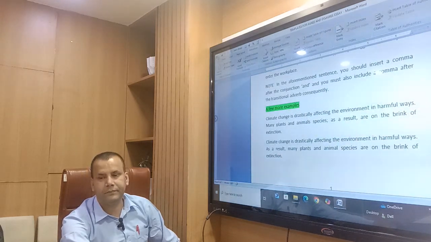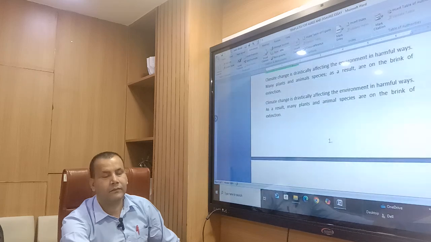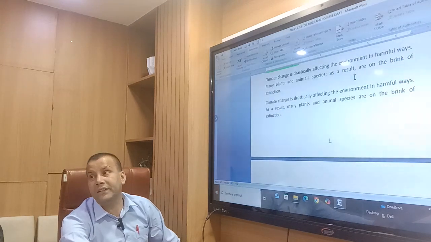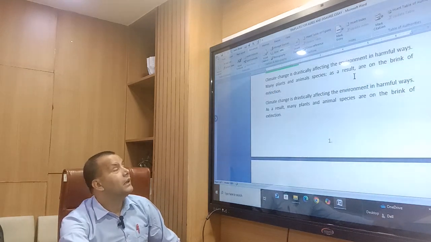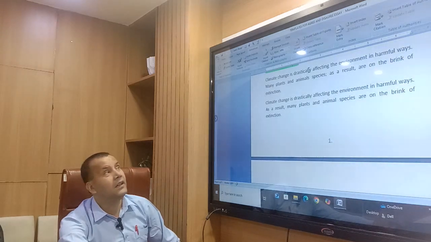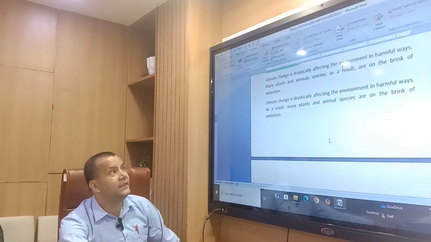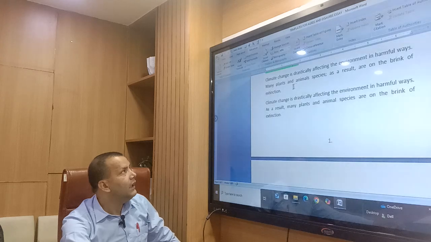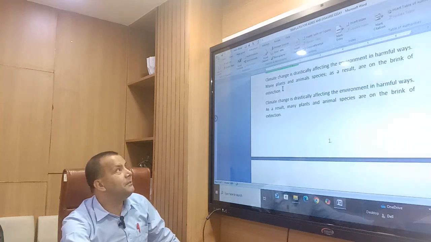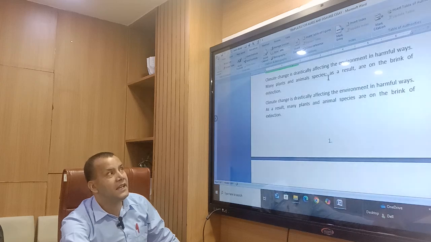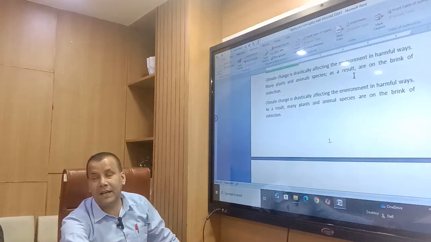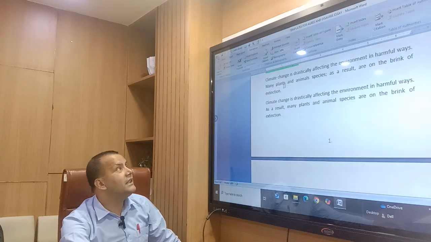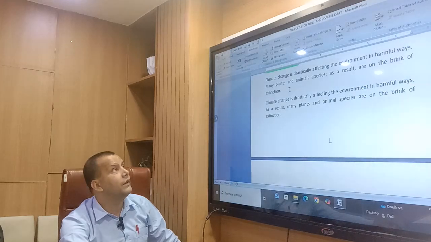Okay. Climate change is drastically affecting the environment. Affecting प्रभाव पारिरहेको. Climate change is drastically means a lot. Climate change is drastically affecting the environment in harmful ways. Many plants and animal species; as a result, परिणाम स्वरूप, are on the brink of extinction. Brink भनेको खतरा, extinction भनेको विनाश हुनु, हराउनु.